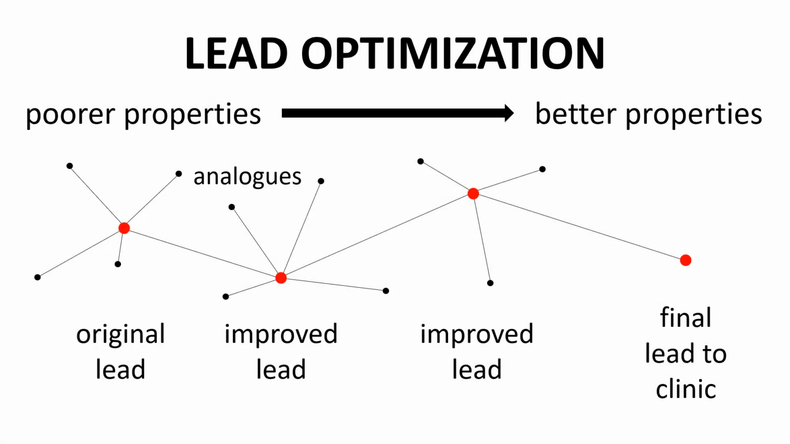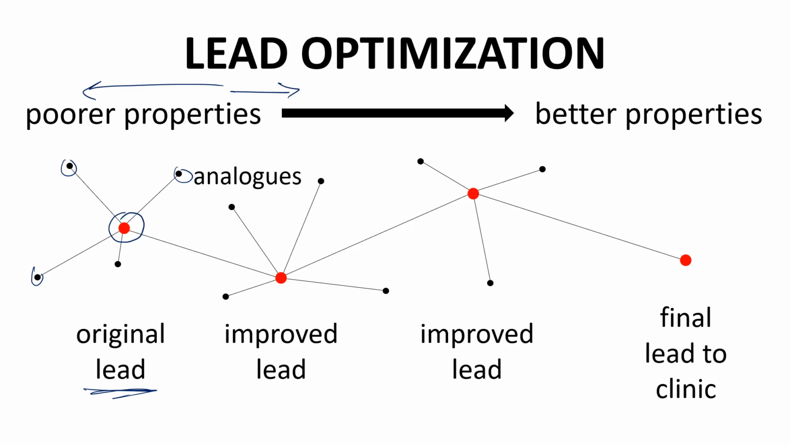Here is the same idea shown more visually. The original lead picked from the selected lead series is shown here as a single compound, a big red dot. Modifications to the lead involve making structural changes to the compound to give new analogs of the original lead. The black dots are new analogs. Some analogs will have poorer properties and others will be better. Again, properties is a general idea: potency, efficacy, PK, and safety.